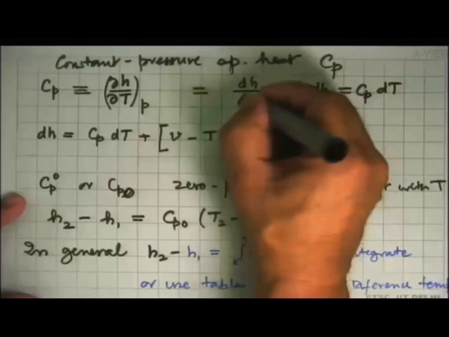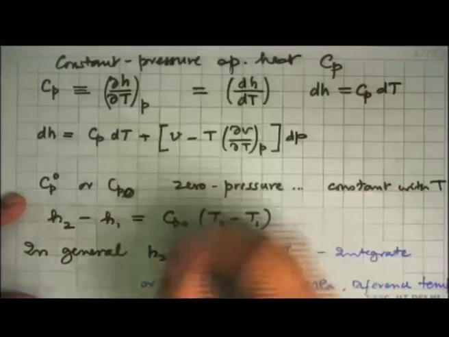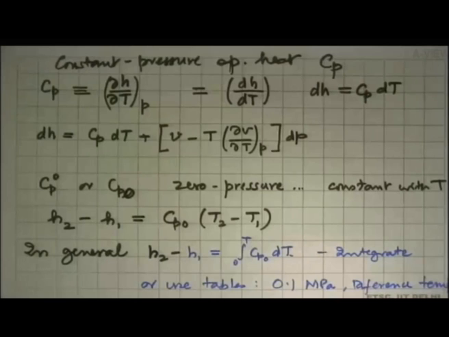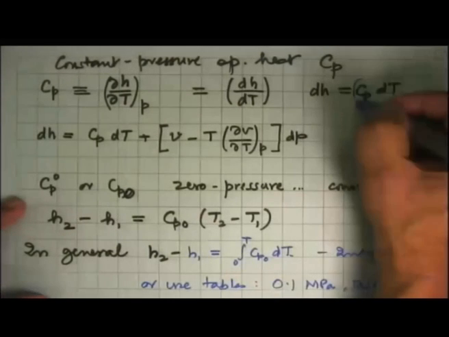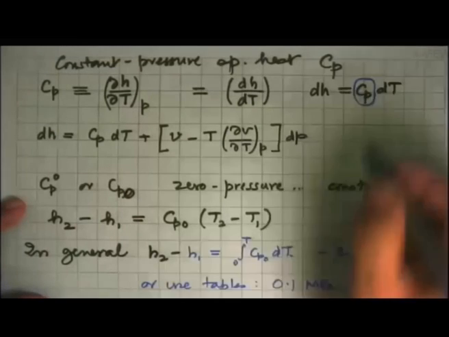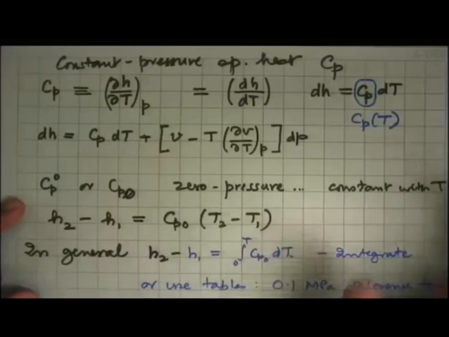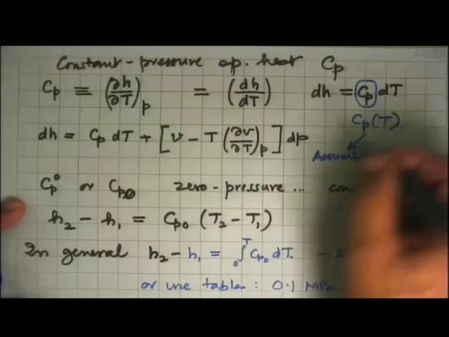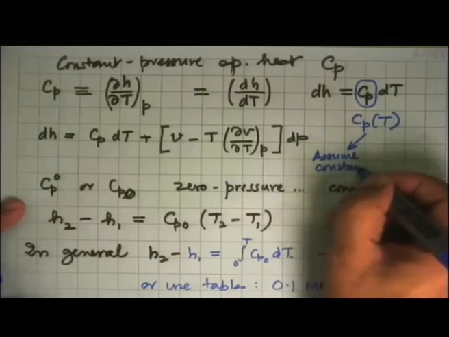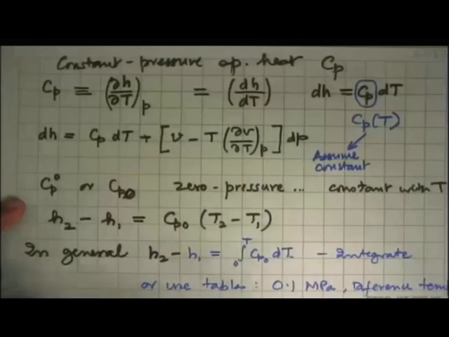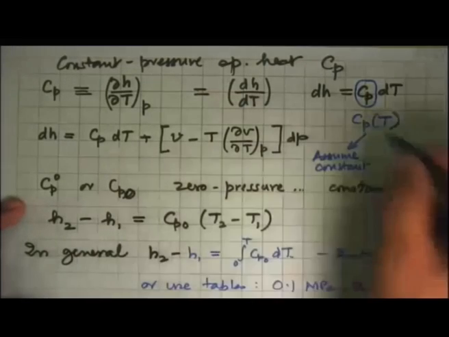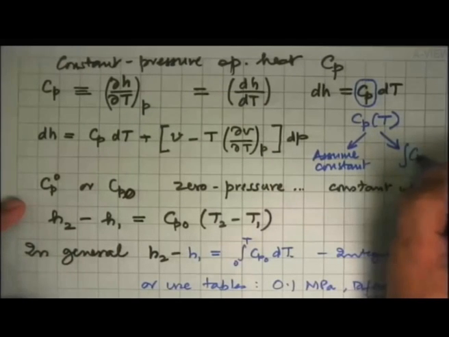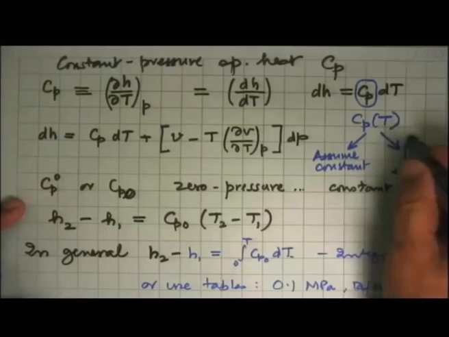So if H is only a function of temperature, then we can write this as an exact differential, and that's how we get this. But the difficulty is that in the real world, this Cp is a very strong function of temperature, and I'll show that data for some substances. So we have two options. Either we assume that this is constant, and in this course, we will assume that. But we should remember that that's only an assumption, and the real thing would be that we integrate Cp with T from state 1 to state 2, whatever the temperature is.